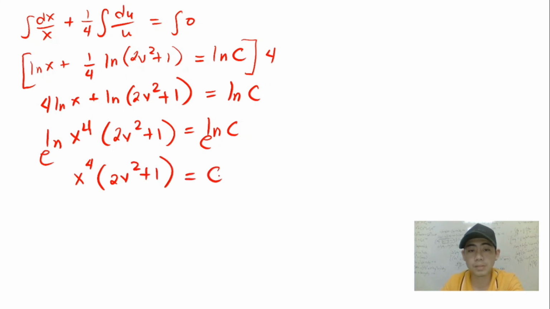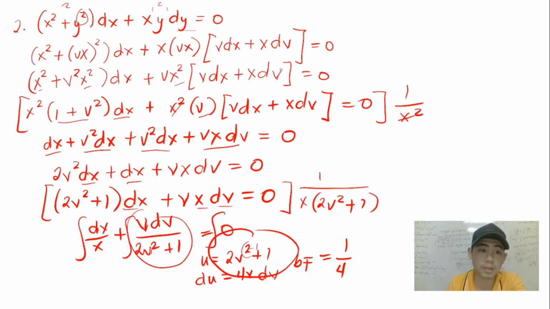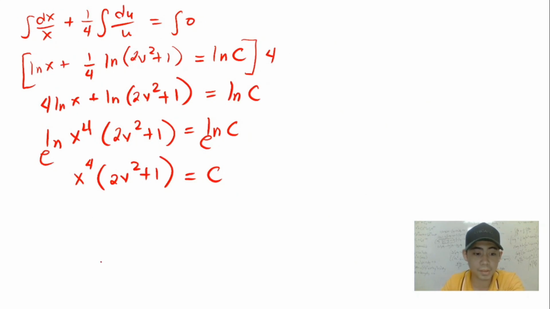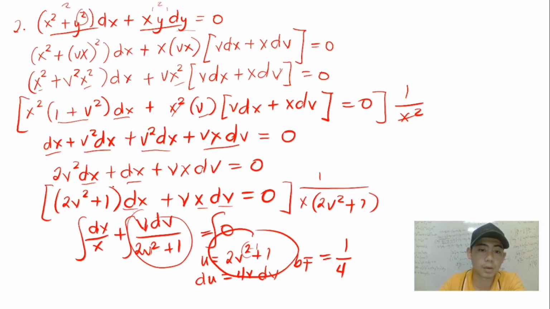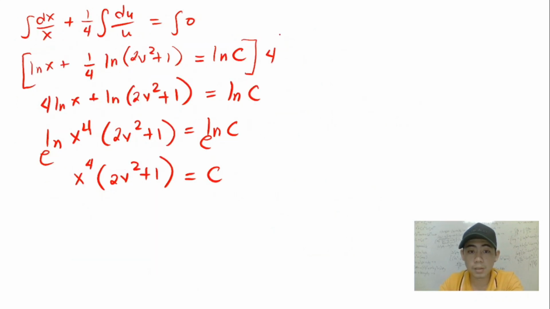But this is not the final answer. Why? We need to get back the given variables from the original equation, which are x and y. That is the original equation, so we have no v there. So, let's bring back x and y. Again, what we used was y and dy.